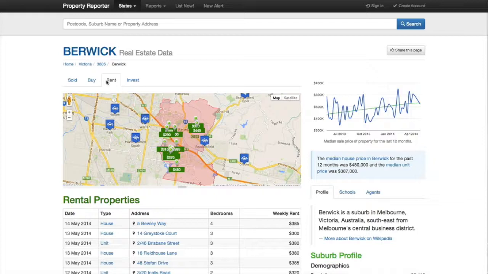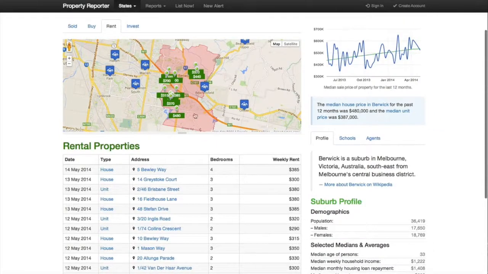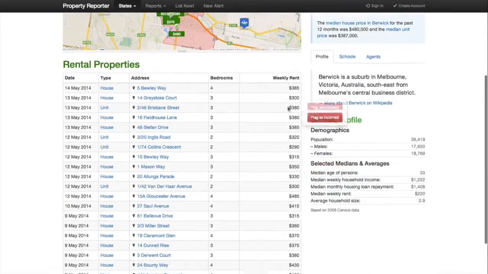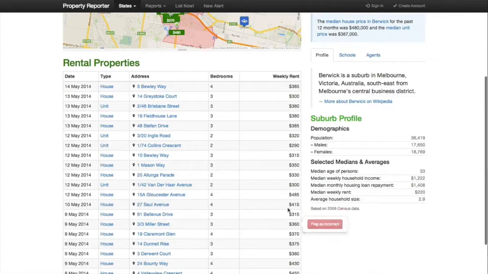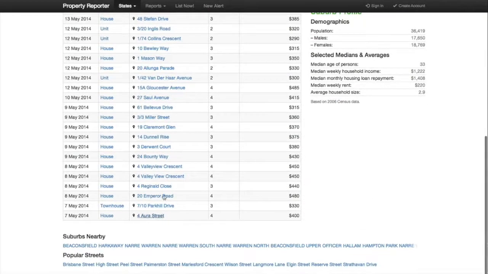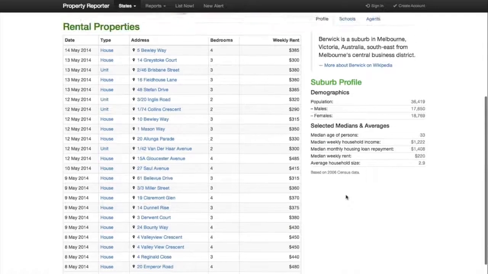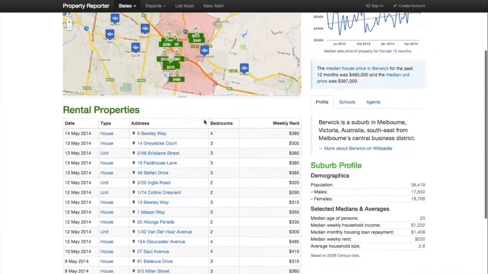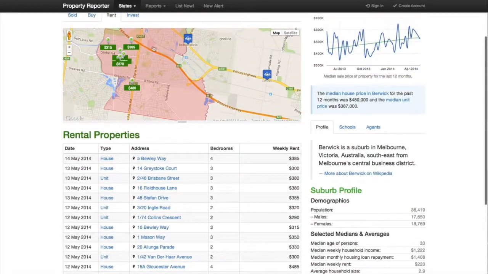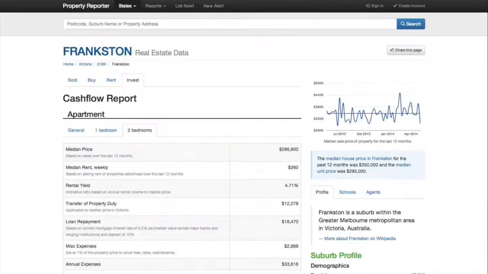But you can check out rent, which maps out on the map what's happening with different properties. If you ever wanted to map this data on Google Maps, and I'll show you later on how to do that, you can have a look at all this data about the suburb and get a better idea. I'll give you an example.